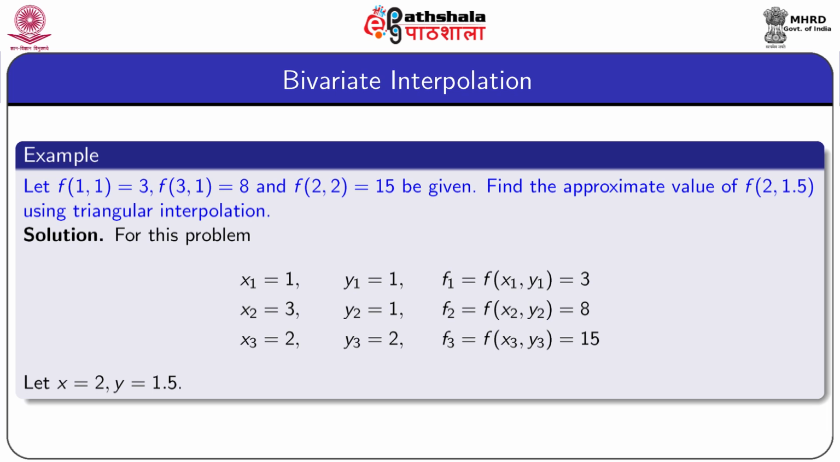So, for this problem, x1 equal to 1, y1 equal to 1, x2 equal to 3, y2 equal to 1, and from the third value, x3 equal to 2, y3 equal to 2. And the functional values are f1 equal to 3, f2 equal to 8 and f3 equal to 15. These are the given values, and our problem is to find the approximate value of small f at x equal to 2 and y equal to 1.5.